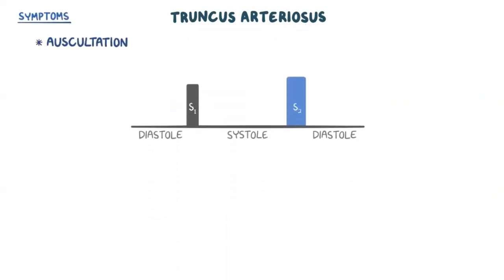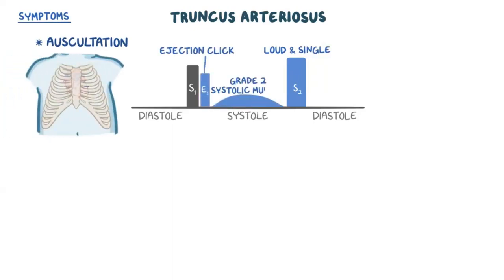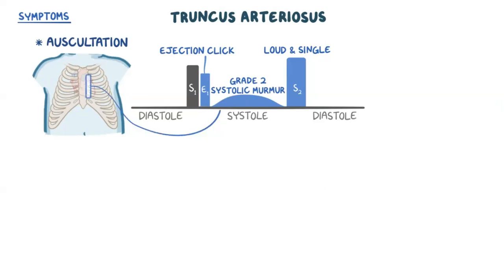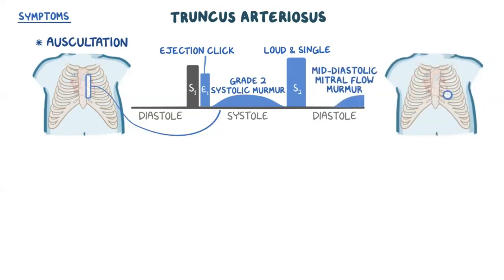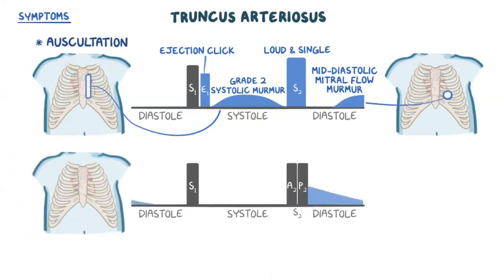On auscultation, there's usually a loud and single second heart sound and an ejection click. A grade 2 systolic murmur might also be audible along the left sternal border, alongside a mid-diastolic mitral flow murmur at the apex due to increased pulmonary blood flow. With truncal valve insufficiency, a high-pitched diastolic decrescendo murmur might be detected over the mid-left sternal border.